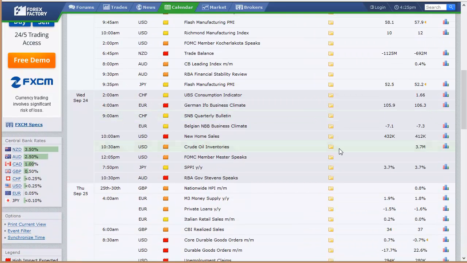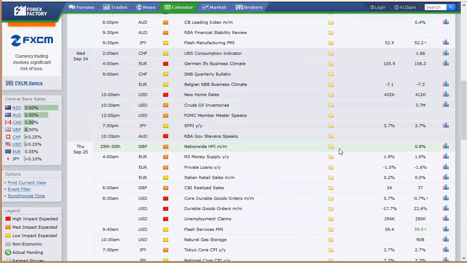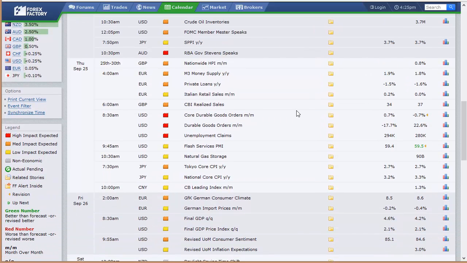Trade balance out of New Zealand Tuesday night. CB leading index out of Australia Tuesday night. Flash manufacturing PMI out of Japan Tuesday night. Switzerland's UBS consumption indicator going into Wednesday. German IFO business climate. New home sales out of the U.S. for Wednesday. Crude oil inventories of the U.S. Another Fed member. Look at that. They're just all out there jabbering.